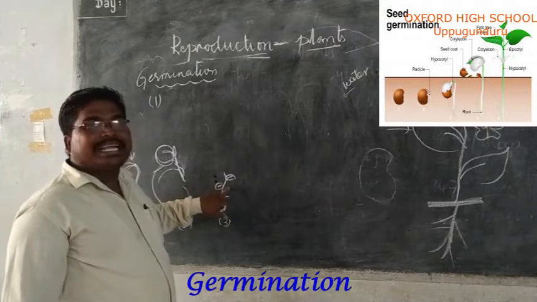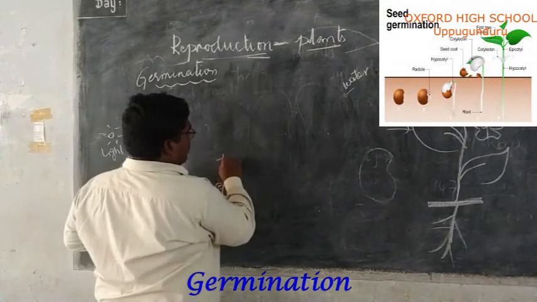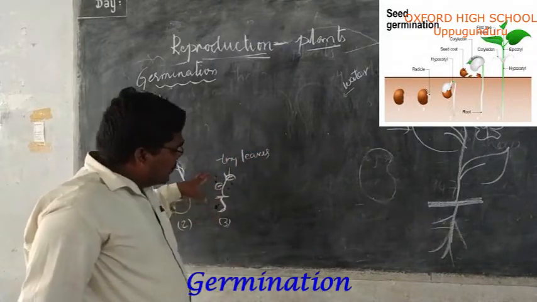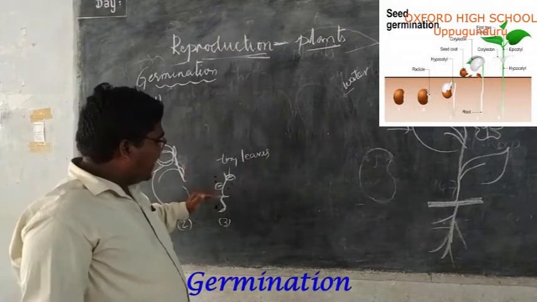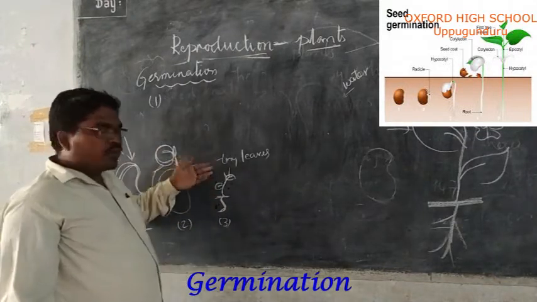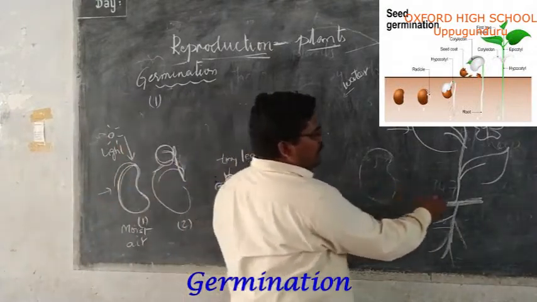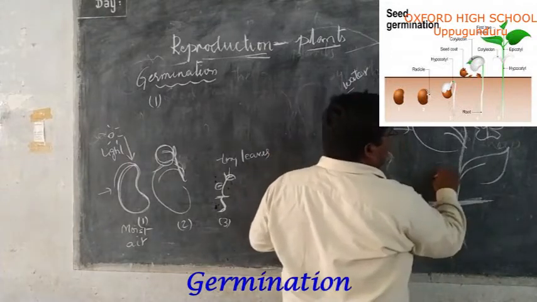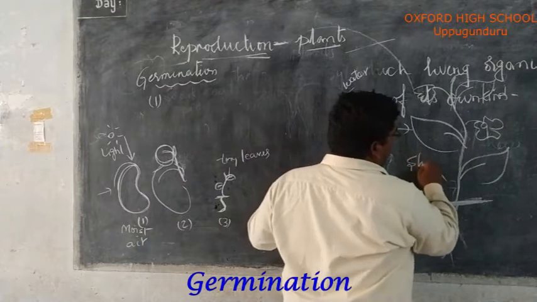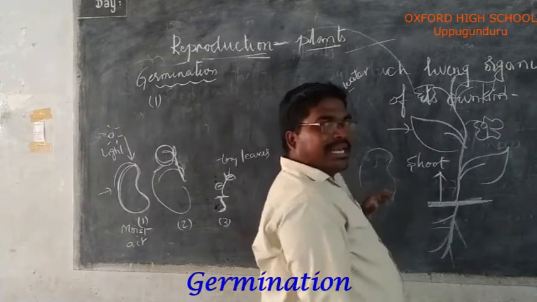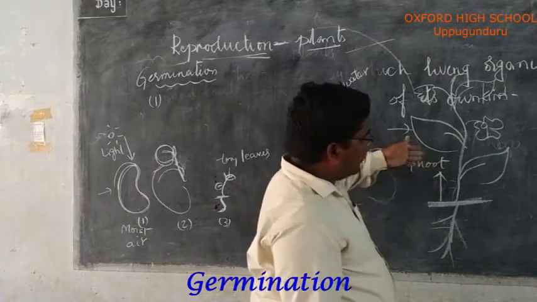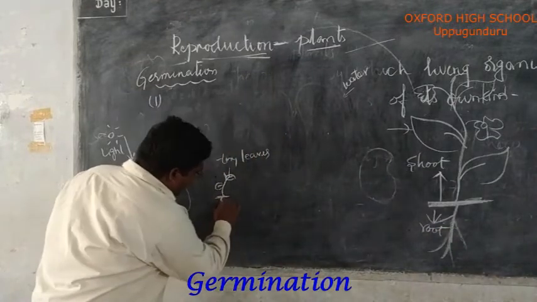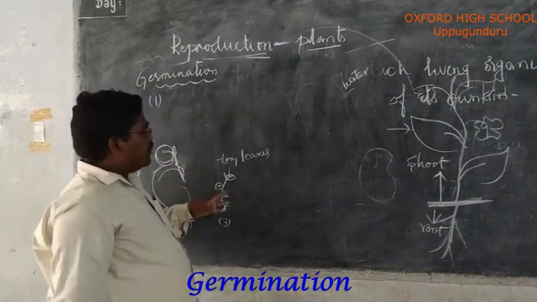The shoot system contains the tiny leaves. The shoot system means above the ground. Root system means below the ground. Here, it will be clear to you. The portion of the plant which appears above the soil is shoot. Okay? The portion of the plant above the soil is shoot and below the soil is root. The future plant first develops the root system and then the shoot system.